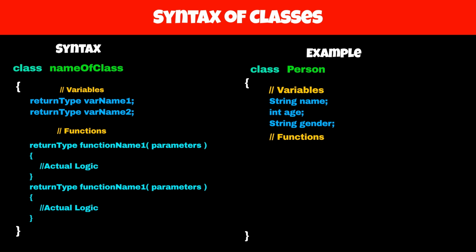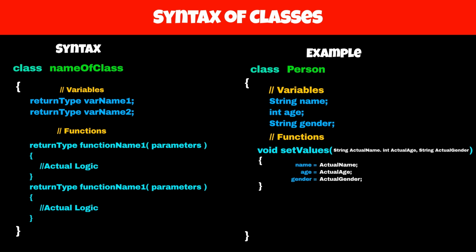So let's define the first function, which is setValues. This function won't return anything, so its return type will be void, and since we need to define actual values of the variables of the class, this function will take three parameters as input, which are actual name, actual age and actual gender. Now inside the curly brackets, we have to write logic for setting the values of these actual variables to the class variables. So we will write name is equal to actualName, gender is equal to actualGender and age is equal to actualAge. Now our function for setting values is ready.